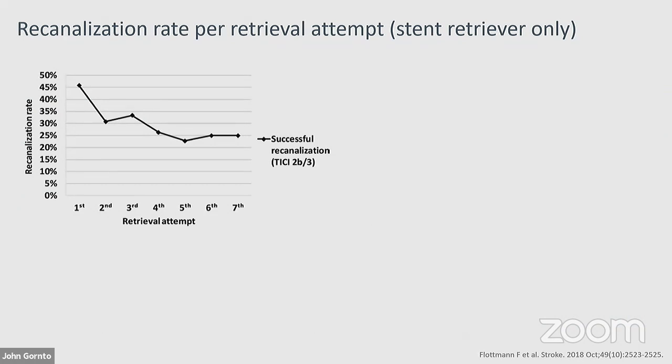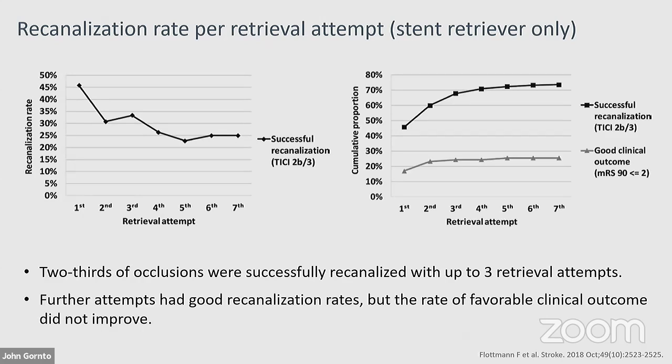And this is a bit complicated, just to show you that we did it in a very meticulous way. But the actual observation is this. This is the recanalization rate per every retrieval attempt. So with the first retrieval attempt, we achieved 45% recanalization. With the second time, 30, and then with the seventh, we still had 25%. But was this clinically useful? This is a bit more complicated. What you see here is the accumulation of the retrievals and the reperfusion. So finally, we ended up with 75% or 73% reperfusion rate.